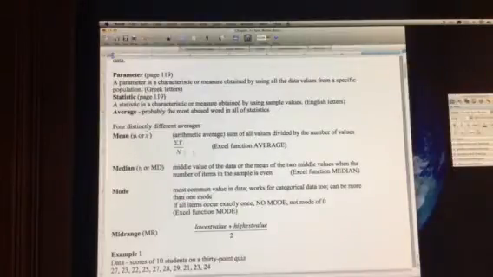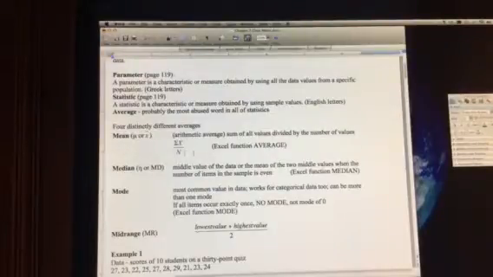Now, one thing I didn't mention here, when you're doing this, you need to make sure you put your values in order from lowest to highest. So don't just take your unsorted data and attempt to do this. That won't give you a meaningful number. You need to have your data sorted in ascending order.